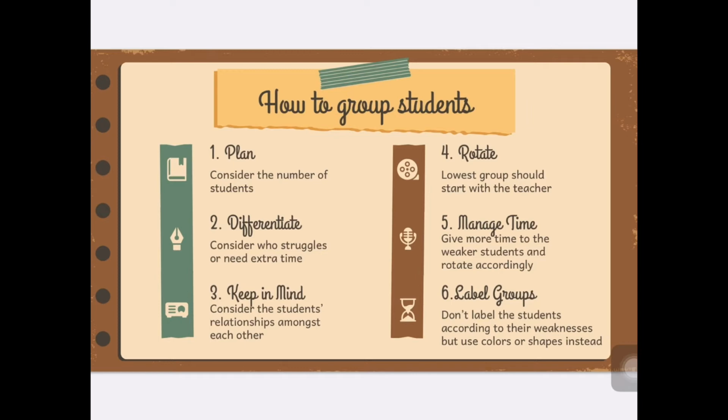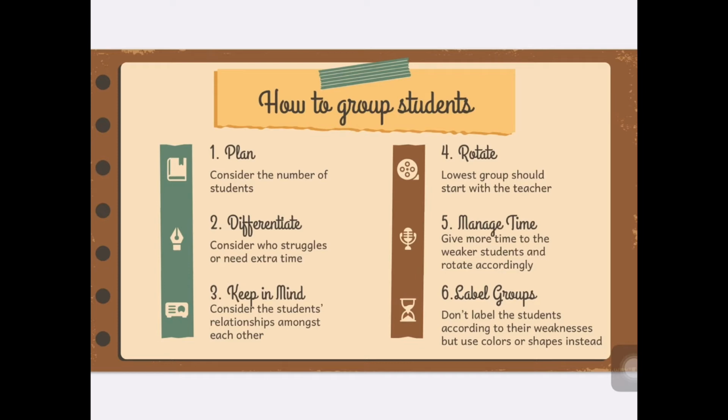3, keep in mind, consider the students' relationship amongst each other. You don't want to get students that are always having problems with each other to be in the same group, or else they're going to be fighting all the time or something like that. 4, rotate.